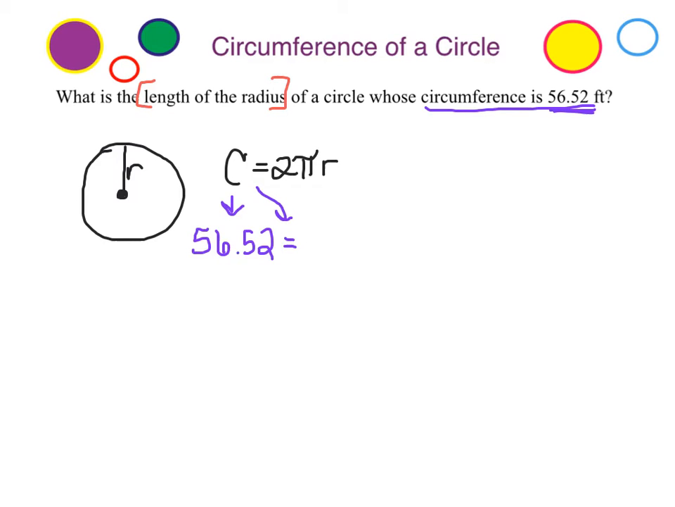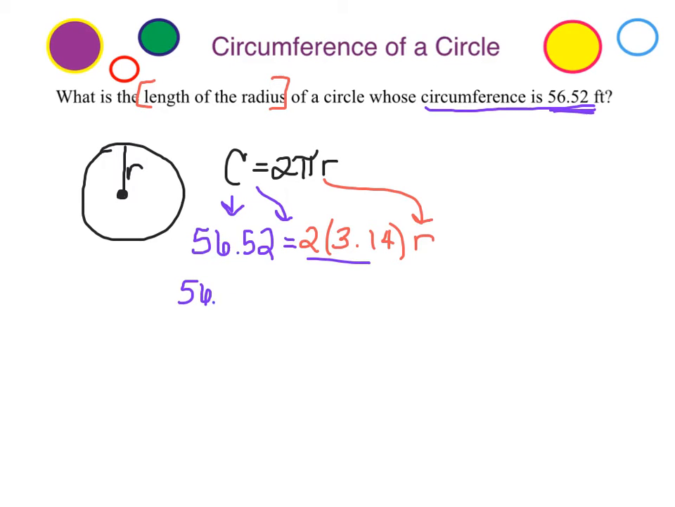equals 2 times pi, 3.14, times r. I don't know what the radius is though, so I'm going to write r. I'm going to leave the variable there since I don't know what it is. Now I see on the right side that I can multiply these two numbers.